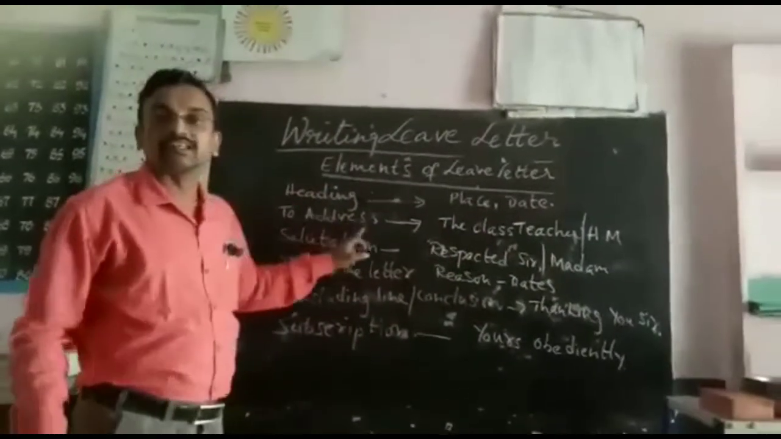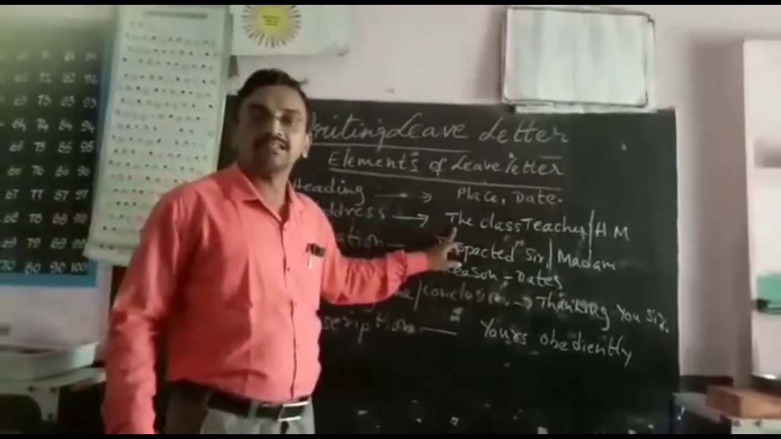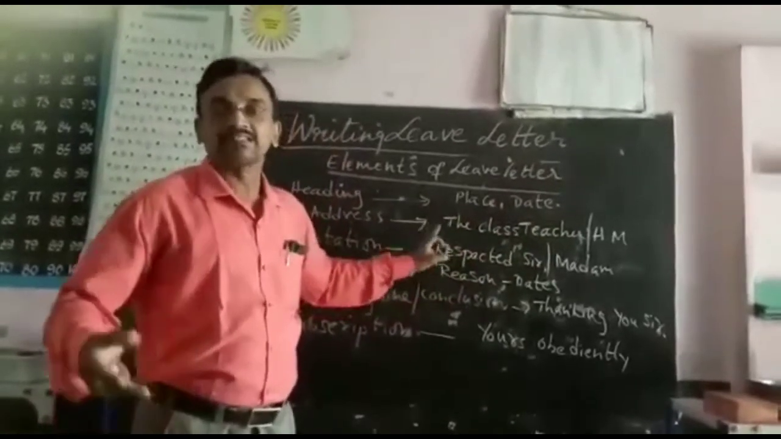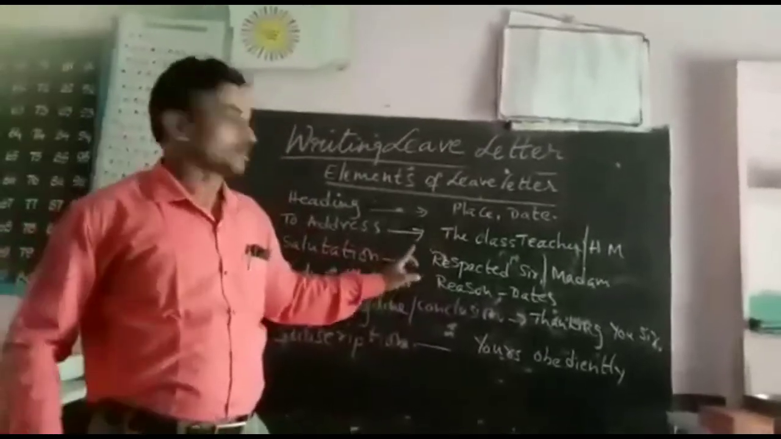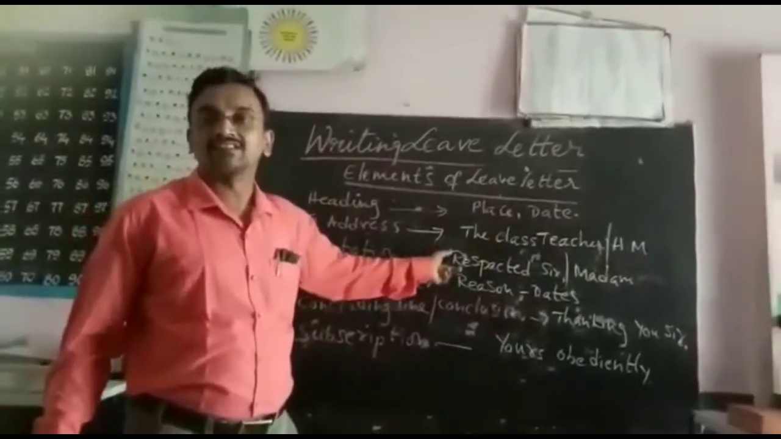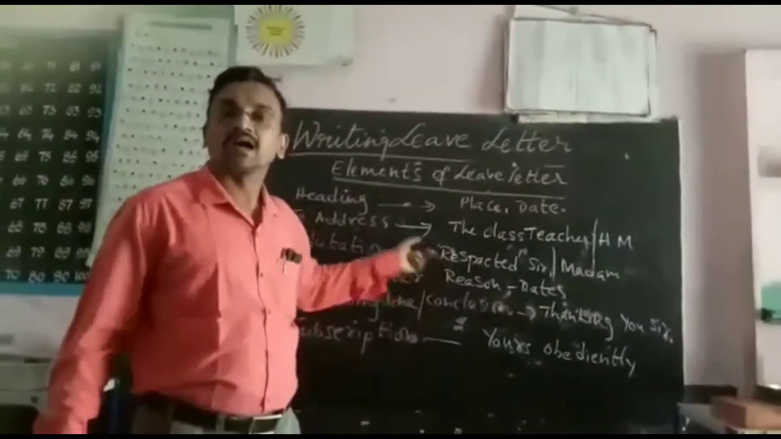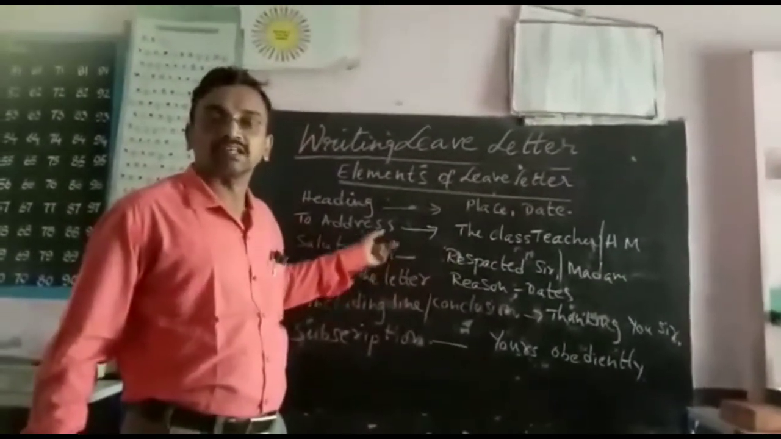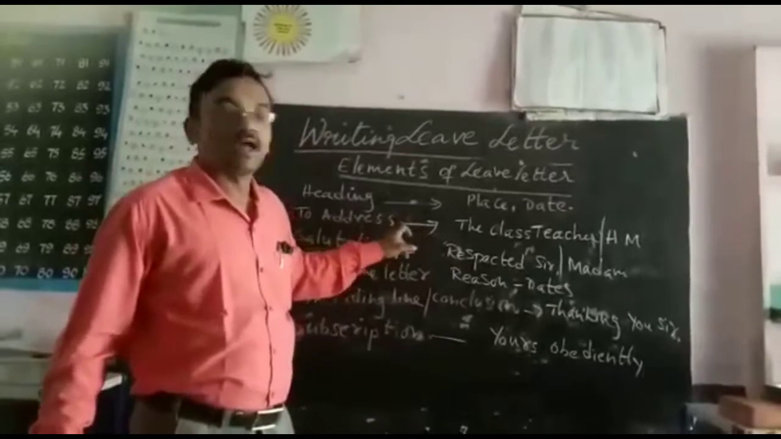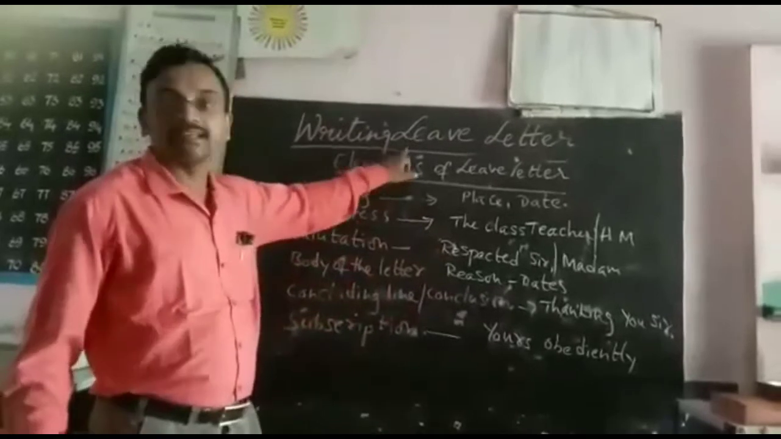The second one is the to address. To address means to the class teacher. If she is a lady teacher, you can write to the madam, to the class teacher, or sometimes you may be asked to write to the headmaster. If it is a class teacher, you have to mention the class, the school name and the place of the school. These are the elements of the to address. Every line should end with a comma, and the last line should end with a full stop. This is the second element of writing a leave letter.